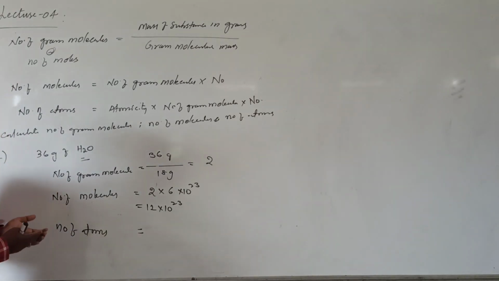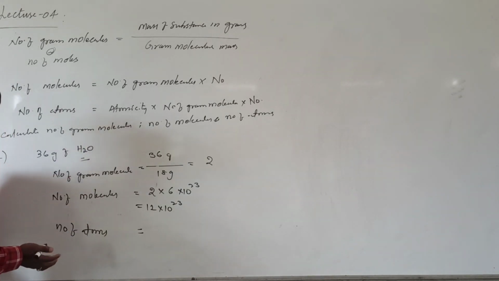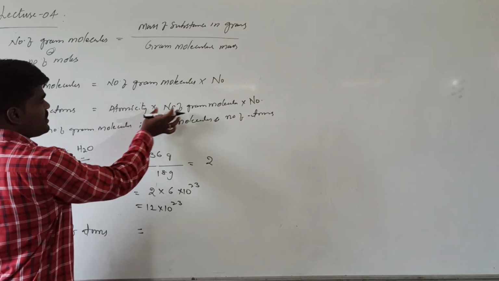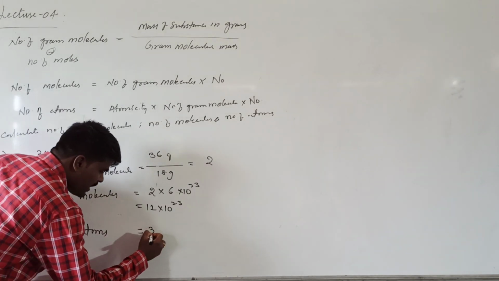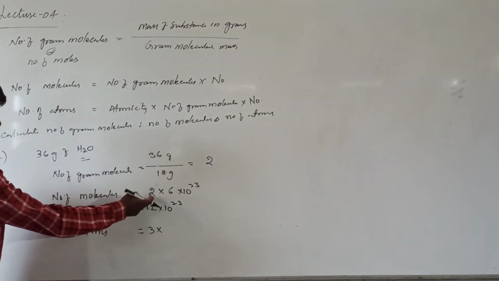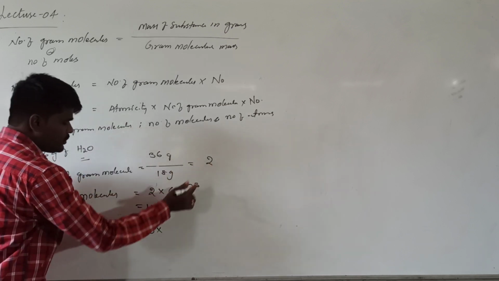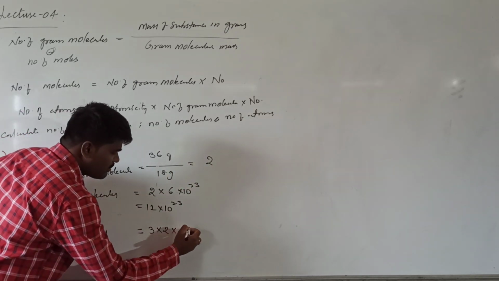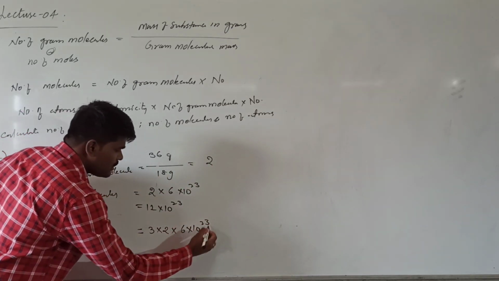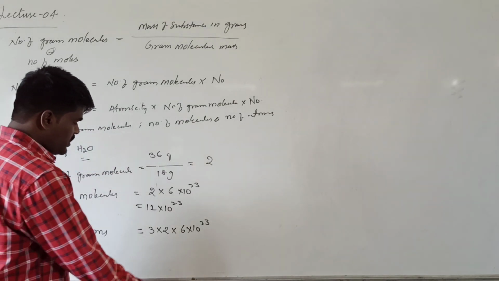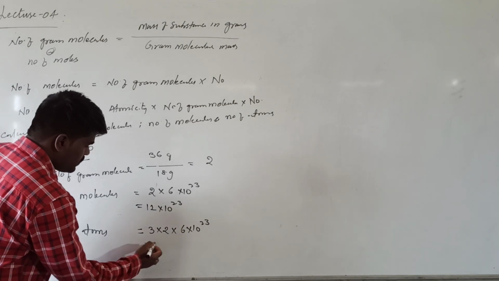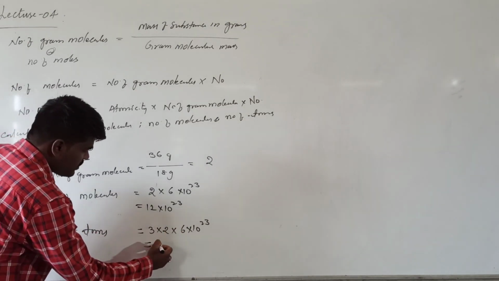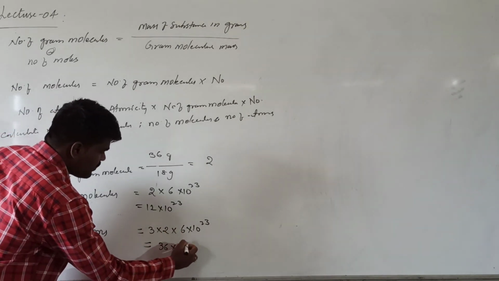So what is being asked? We have been asked the total number of atoms. So what do you have to do? Atomicity into number of gram molecules into Avogadro number. What is atomicity? Atomicity is 3. And what is the number of gram molecules? 2, into Avogadro number. How much does it come to? It comes to 6 into 6, 36 into 10 power 23.